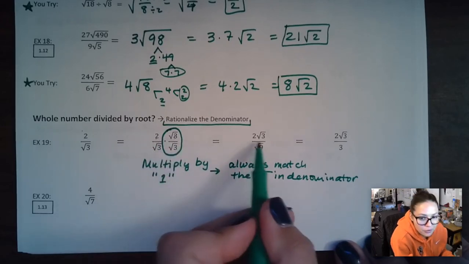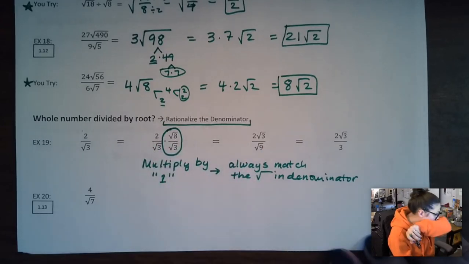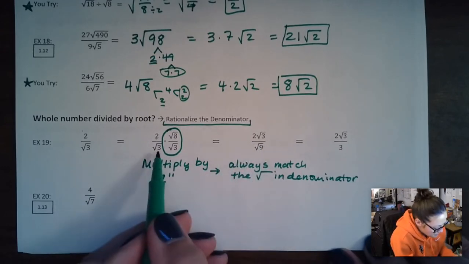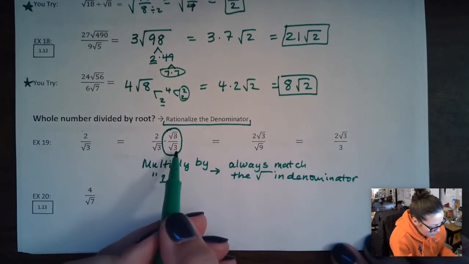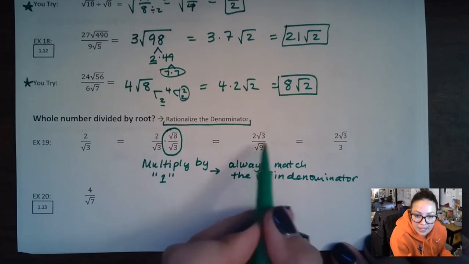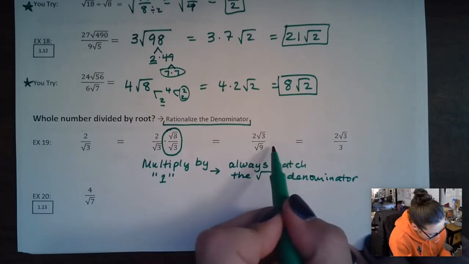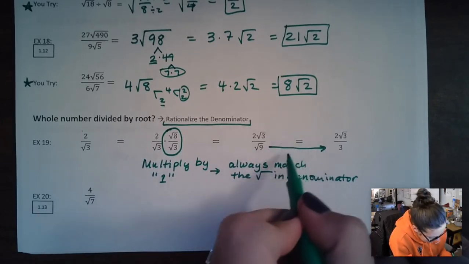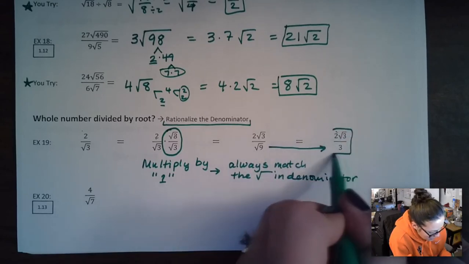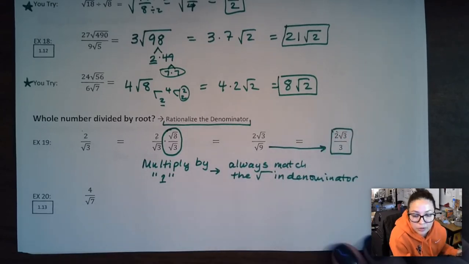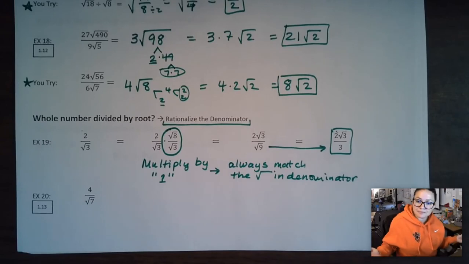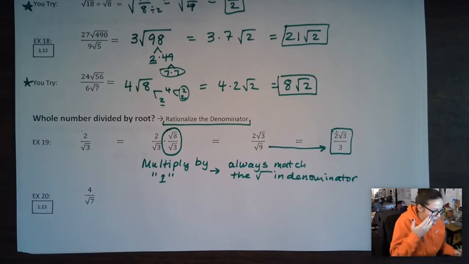All right, now moving forward, we actually do the multiplication. 2 times the square root of 3 is just 2 square roots of 3. The square root of 3 times the square root of 3 is the square root of 9. And then here I can take the square root, and now I don't have a square root in the denominator, so I'm done.